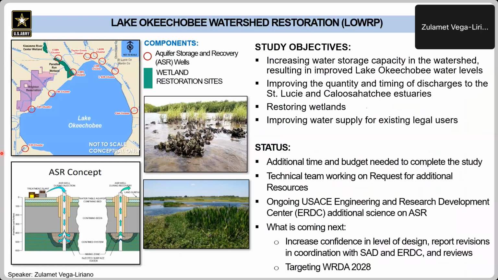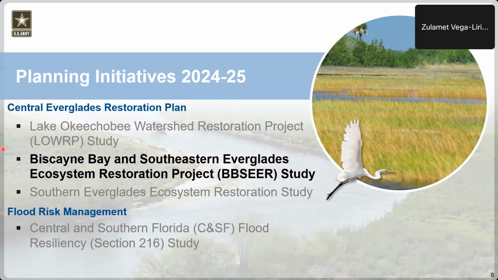So what is coming next? Right now, the study will continue to pursue the request for additional resources to increase the confidence in the level of design, and report revisions in coordination with South Atlantic Division and ERDC, who will continue their reviews. And right now, the study is targeting WRDA 2028. Next, let's talk about the southeastern portion of the system with the Biscayne Bay and Southeastern Everglades Ecosystem Restoration, or BBSEER for short.